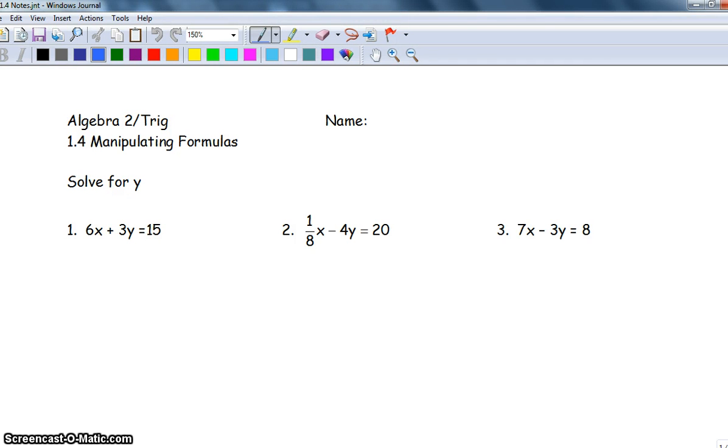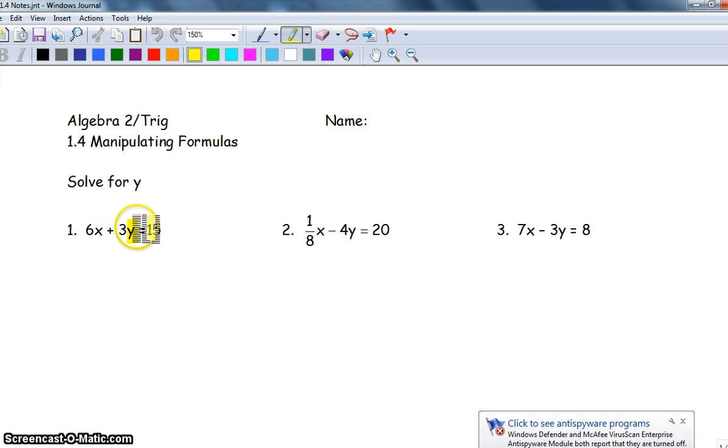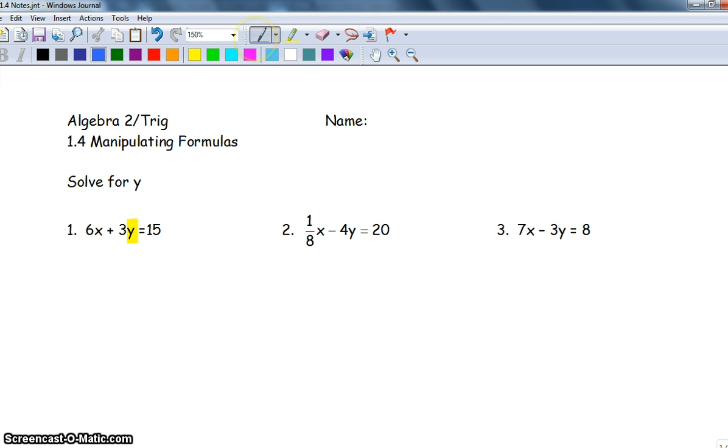Alright, today we're going to talk about Chapter 1, Section 4, which is manipulating formulas. Manipulating formulas is just a fancy way of saying solve for a given variable. A lot of different formulas have multiple variables in them, and we're just going to isolate one. We're going to start with a general linear equation in standard form. We've got 6x plus 3y is equal to 15. What we want to do is solve for y, so we just want to isolate that variable.